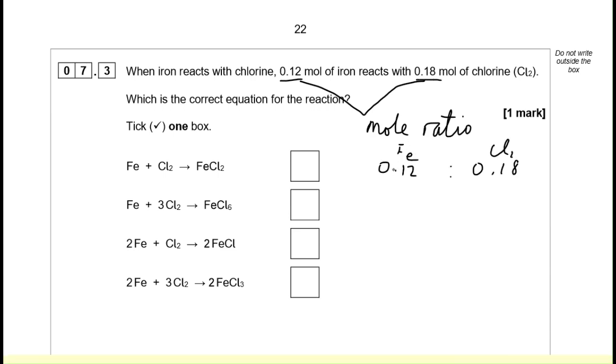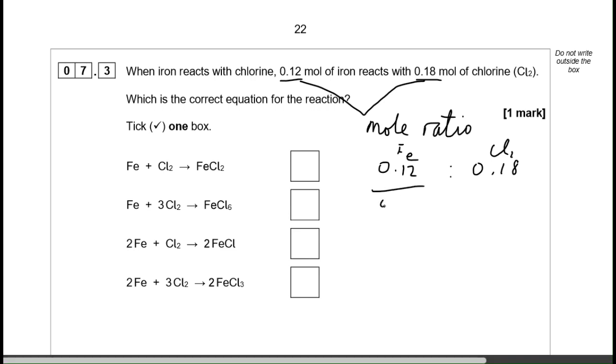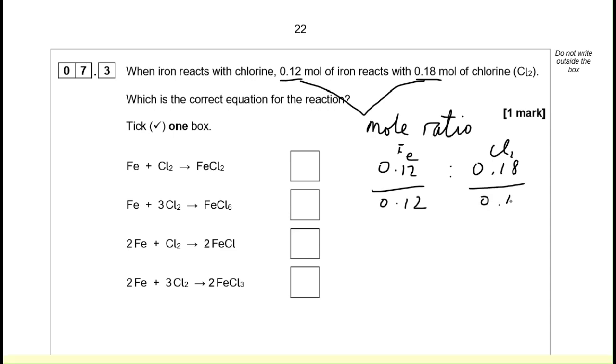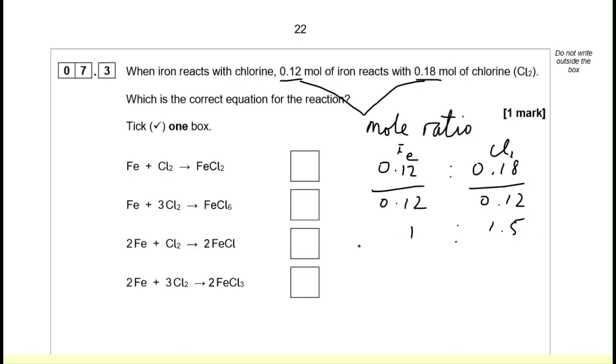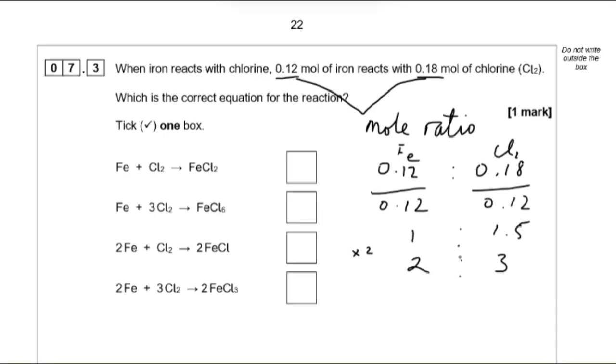So if we write out the ratio here, we can't have fractions and decimals of ratios. We need whole numbers. So to get whole numbers, we divide both sides by the smallest number. So 0.12 divided by 0.12 is 1. And then 0.18 divided by 0.12 is 1.5. Now that's still no good because we've got 1.5. So a simple trick here is double both sides. So if we double both sides, the ratio now becomes 2 to 3, iron to chlorine.